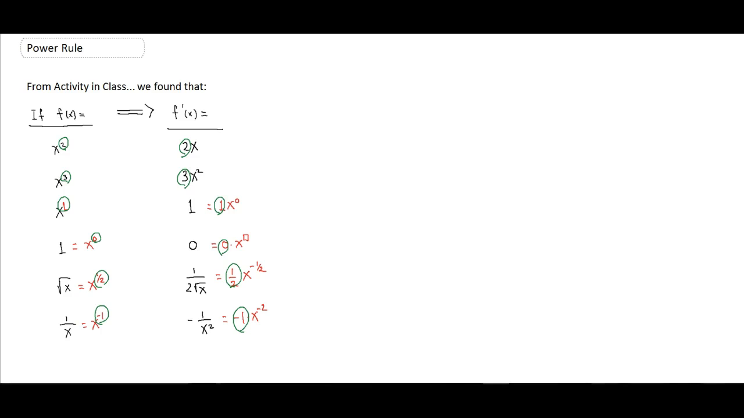So now if you compare the original exponent on the function to the exponent on the derivative function, I would like you to see the pattern there as well. The first function, x squared, the power 2, became x to the first, which I can write as 2 minus 1. So the original exponent minus 1. The x cubed function now has 2, which is the same thing as 3 minus 1.